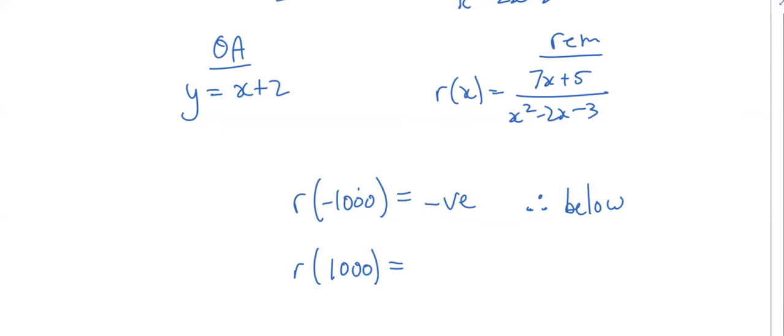Okay, so then 1,000 goes here on top, and I get positive. And I get a big positive minus a smaller negative. So that's negative 2,000. That's not going to be big enough. What's 1,000 squared? That's pretty big, right? Minus 2,000 is still positive. Minus 3 is still positive. So I've got positive over positive. Therefore above.